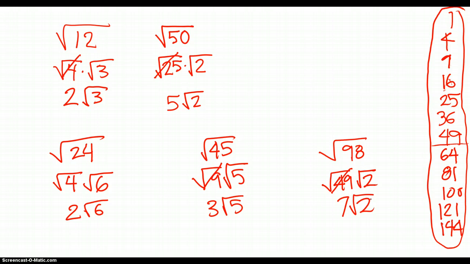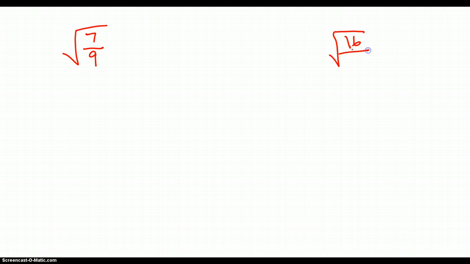Okay? So next thing we need to look at is if you have something that is a quotient. So if I give you something like this, square root of 7 over square root of 9. Actually, let me give you something like this first. Square root of 16 over 36.